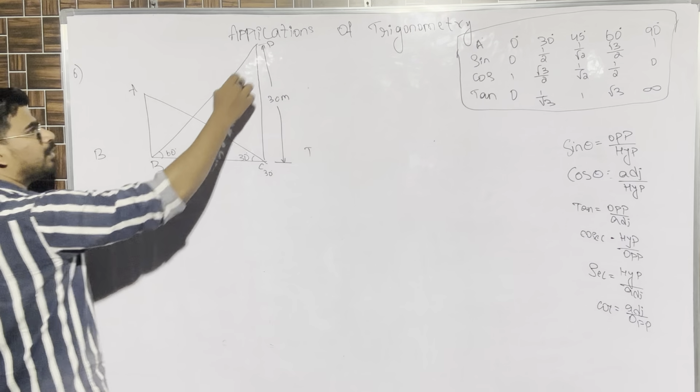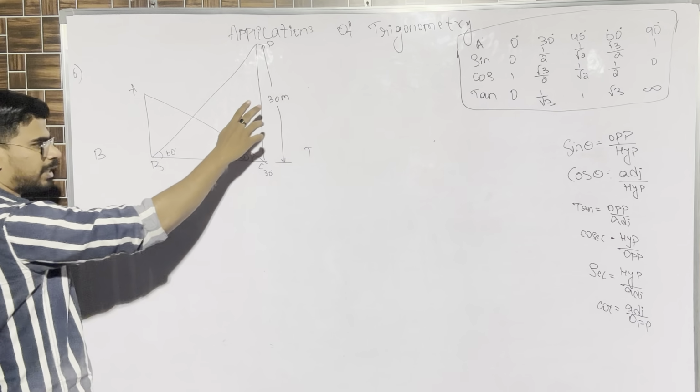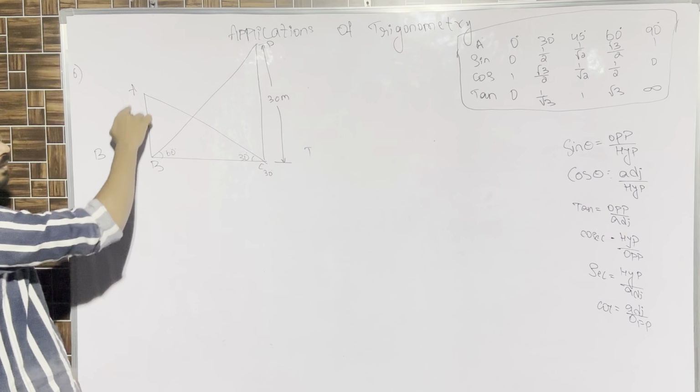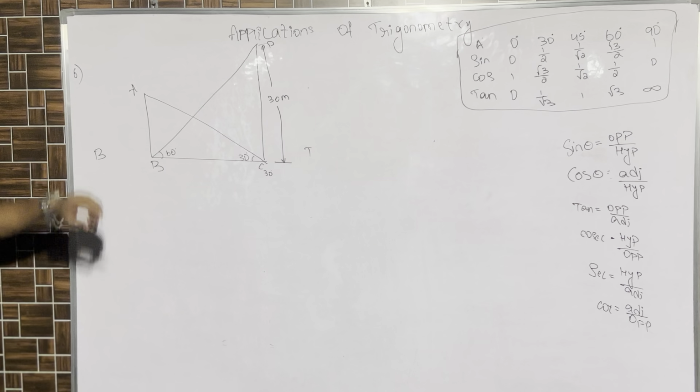In the first triangle, which one? DBC. In this triangle, we will take 60 degrees, 30 meter, and we will find the BC. That BC will be utilized in ABC. We can find this AB. Clear? So AB is the height of the building, DC is the height of the tower, right?